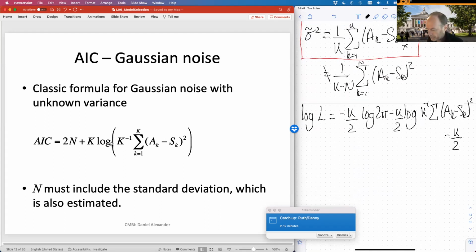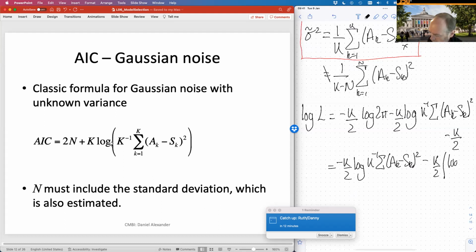So then I'm going to rearrange this slightly again and just group the different terms. So that gives us minus k over 2 log mean square difference minus k over 2 log 2 pi plus 1.